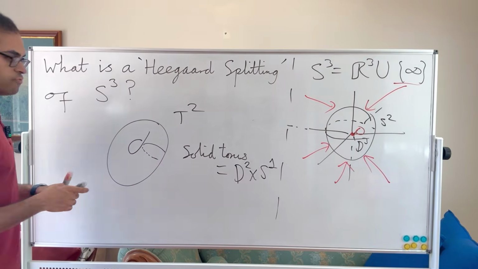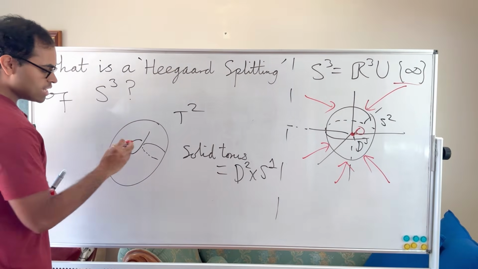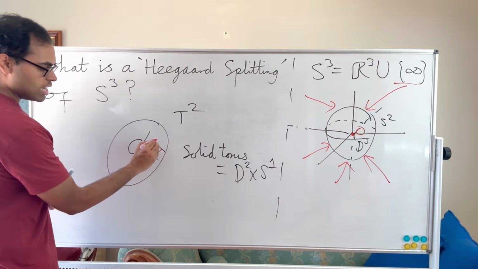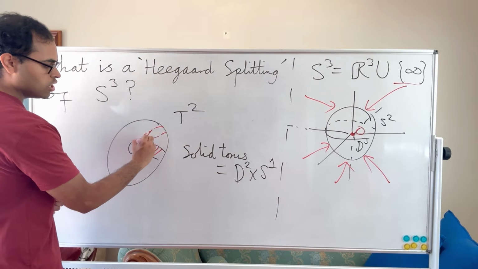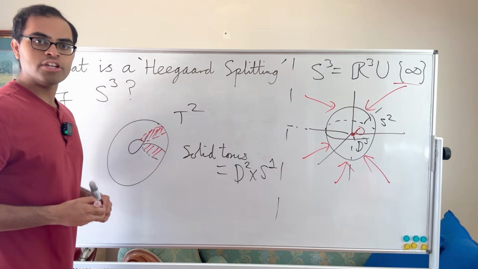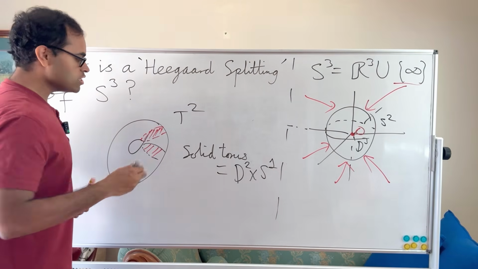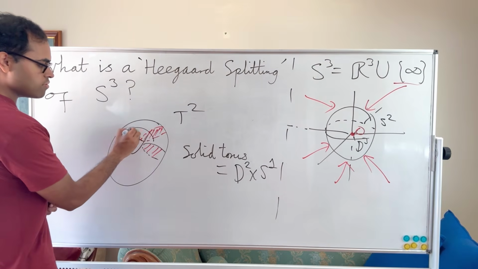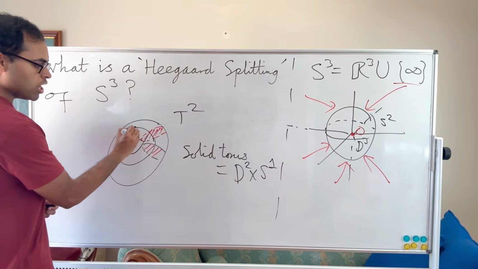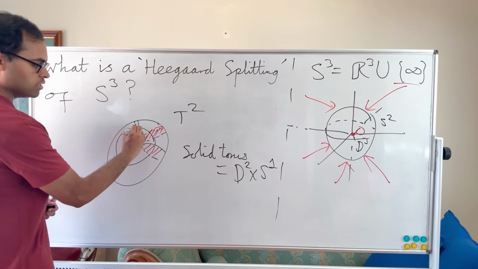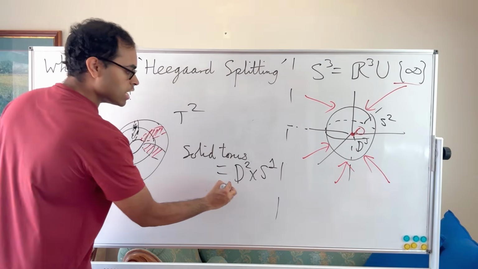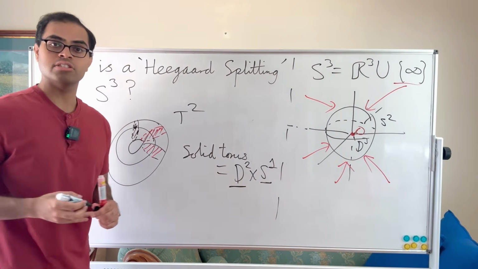Well, the point is, if you fill in this torus, for every one of these curves you're going to get cross-sectional discs, and there's going to be a circle's worth of them. There's going to be one disc for each point in the circle as you wind around. And so that's basically the Cartesian product D2 cross S1, which is a solid torus.